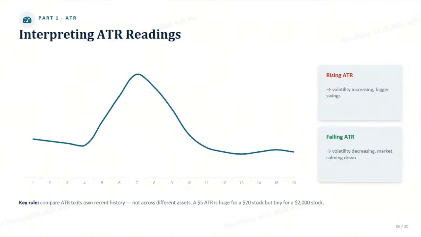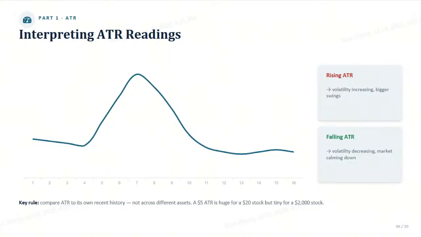An ATR of $5 might be enormous for a $20 stock, but tiny for a $2,000 stock. So instead of asking, is an ATR of $5 high or low, always ask, is this higher or lower than usual for this particular asset? You're comparing the indicator to its own recent history, not to some universal benchmark. Some traders convert ATR into a percentage of price specifically so they can compare volatility across different assets fairly. But for now, just remember, context matters more than the raw number.